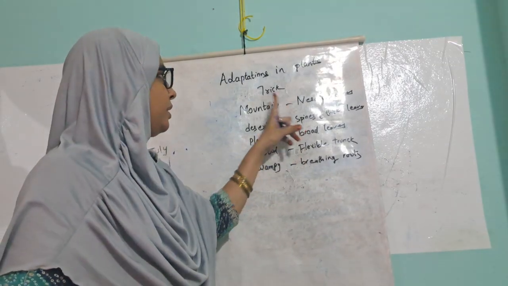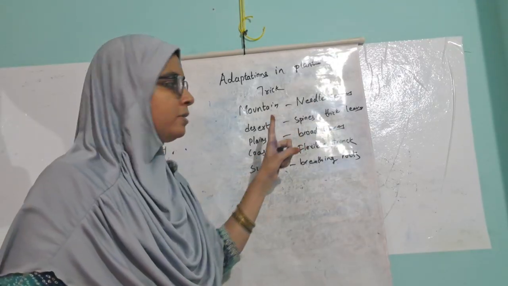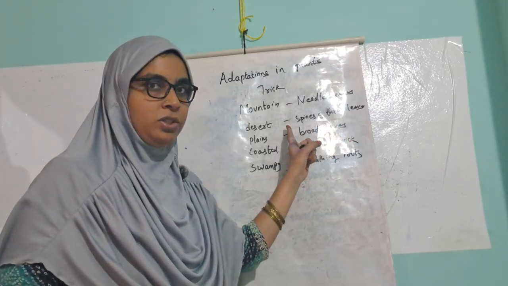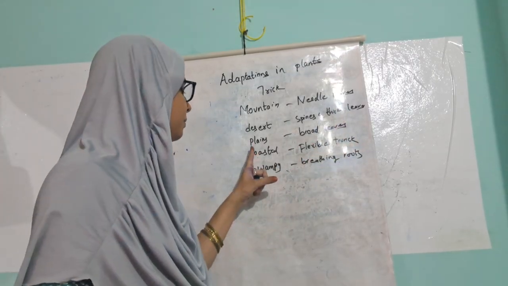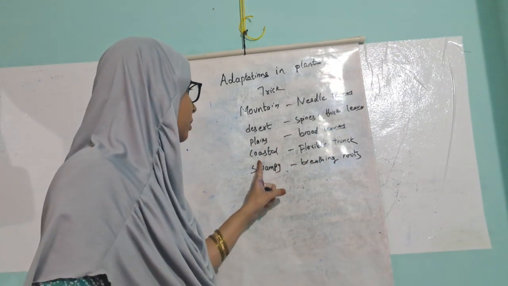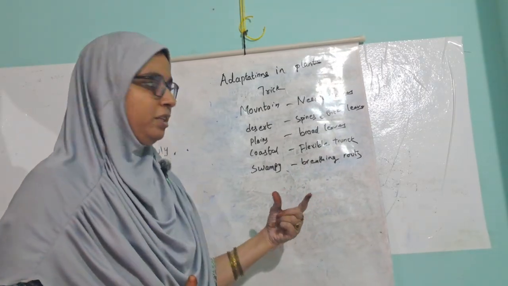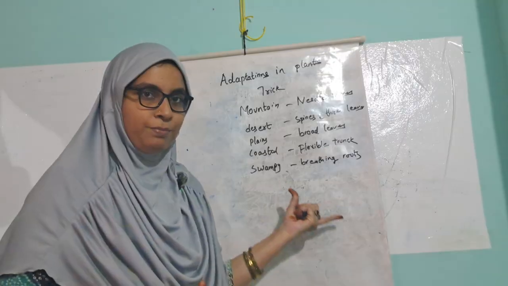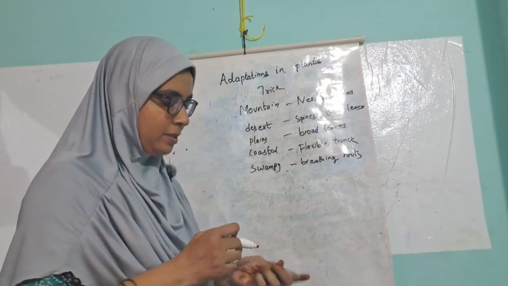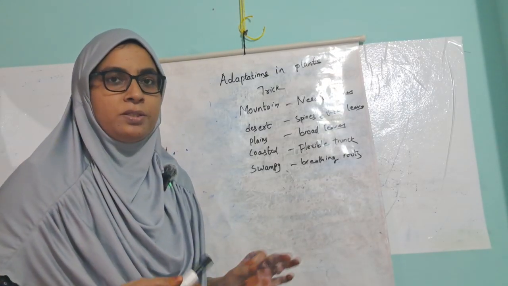So, here is an easy trick to remember. In mountain areas, needle-like leaves, and in desert areas, spines. Leaves change into spines and they have thick leaves. And in plains, they have broad leaves. Coastal areas, they have a flexible trunk that bends according to the wind. Swampy areas, they have breathing roots. Easy to remember. From this topic, you'll get important questions in Olympiad.